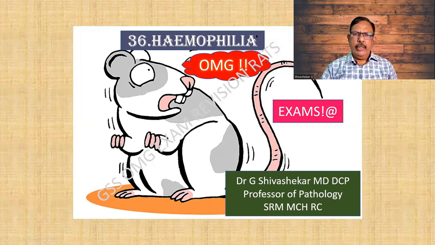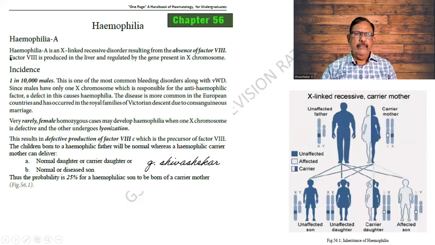Now I go to an important class of hemophilia. There are two types of hemophilias, Haemophilia A and Haemophilia B. Both are important university exam questions. First, I will deal with Haemophilia A. It is an X-linked disorder, absence of factor VIII. Females are the carriers, males are the sufferers.